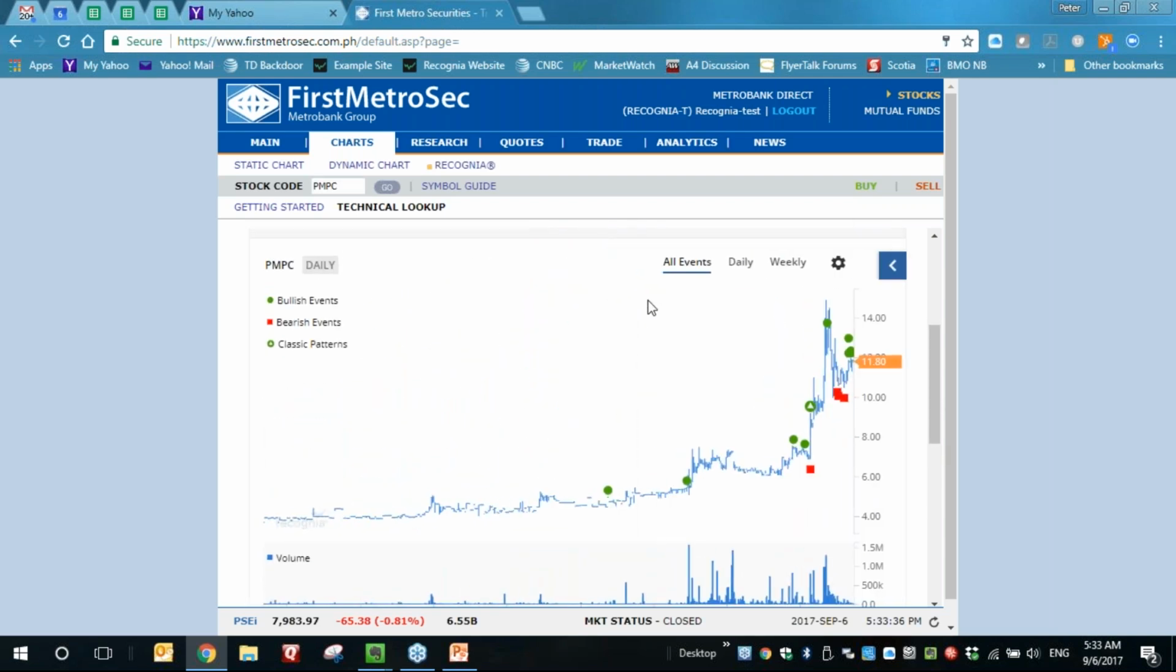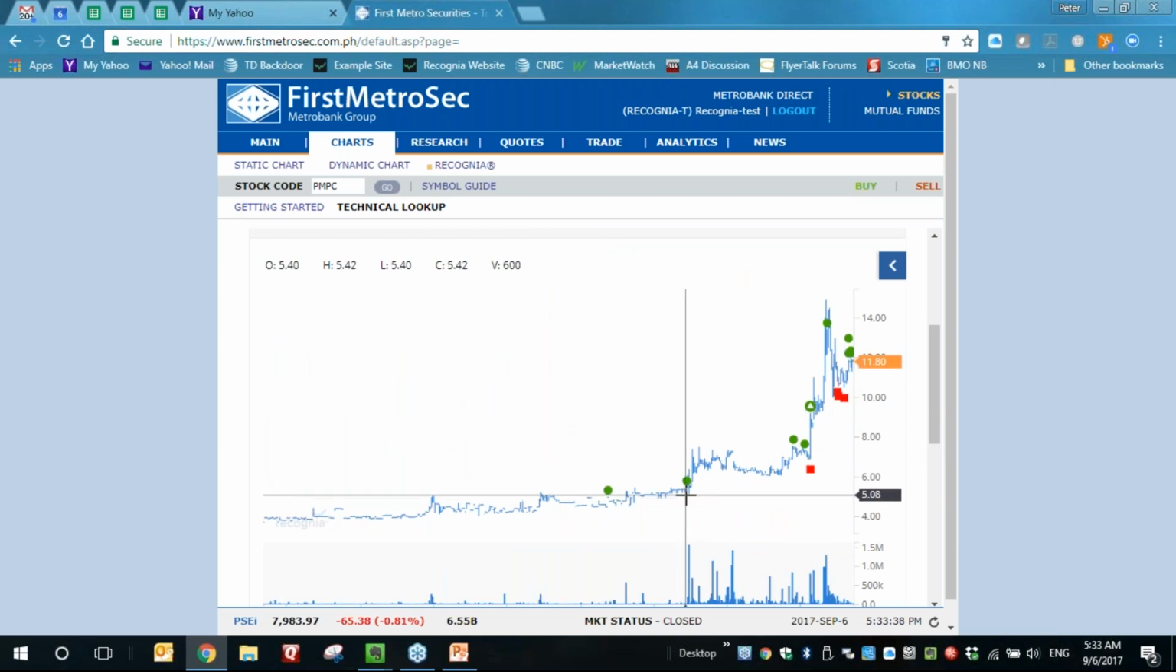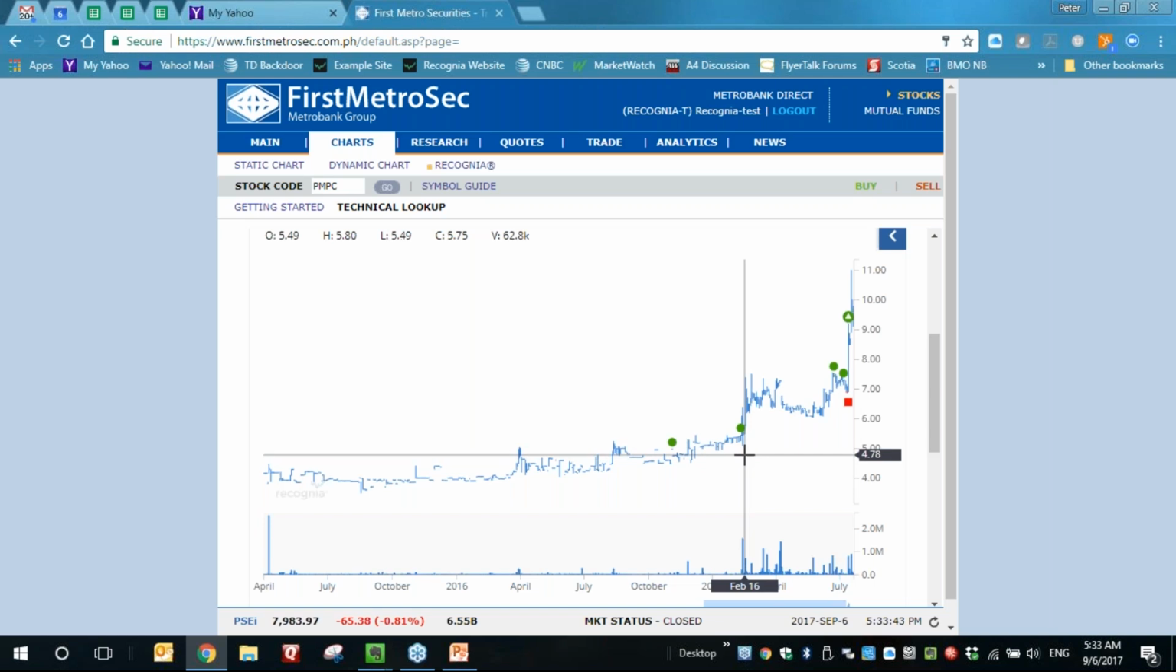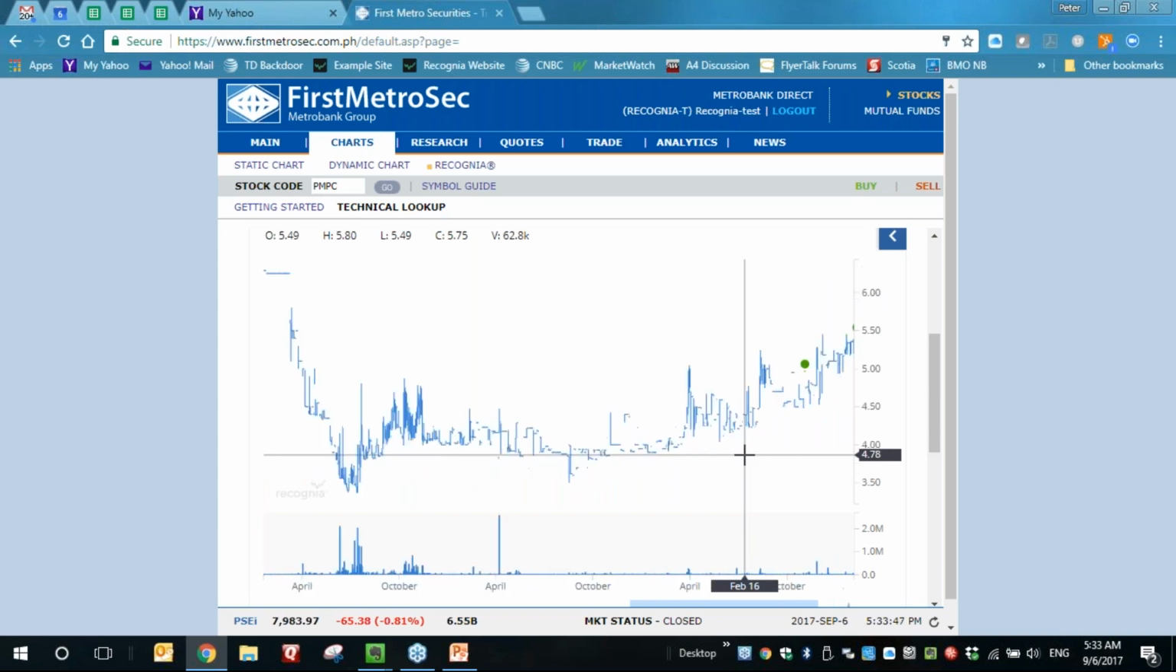Let's just maximize that chart. So you can see that, ever since about, what date is that? Ever since about February, the stock has actually been very, very bullish. I'm going to just zoom in a little bit here.